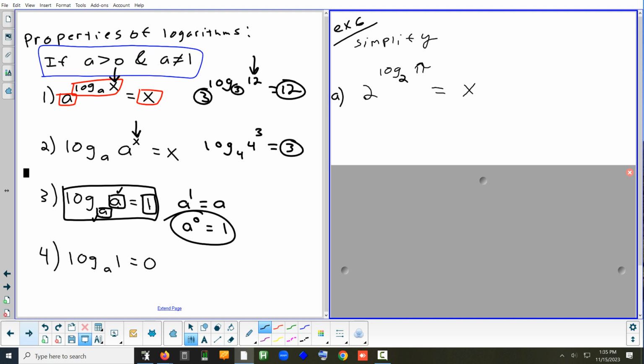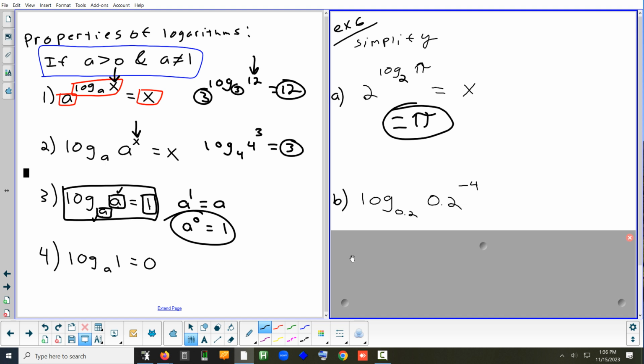So the first one is 2 raised to the log base 2 of pi equals x. Which property does that one look like out of 1 through 4? 1. Yeah, that's very similar to property 1, where a is 2 and x we replaced with pi. So what would you get if you simplify that whole thing? Yeah, you get whatever is the argument to the log function. You get the pi. Well, that's it. So there's no real calculation or anything. You're just looking for that pattern and then following the property.